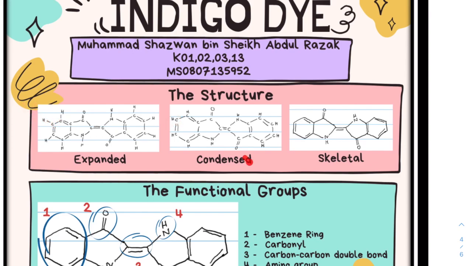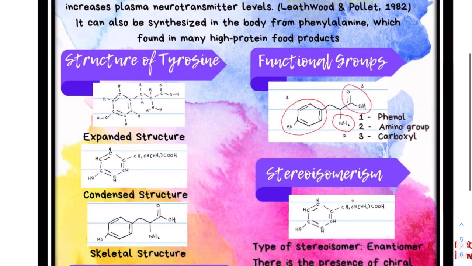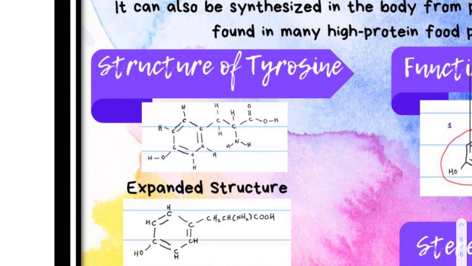But for the condensed itself, you have to show the shape, especially for the cyclic structure. And then for the expanded, here we have our NH, right? NH, make sure it is expanded. The same, because when we look here, we have our example here, right? Tyrosine. So we have our OH. This is OH, but for the expanded structure, we have to make sure the OH is drawn out like this.